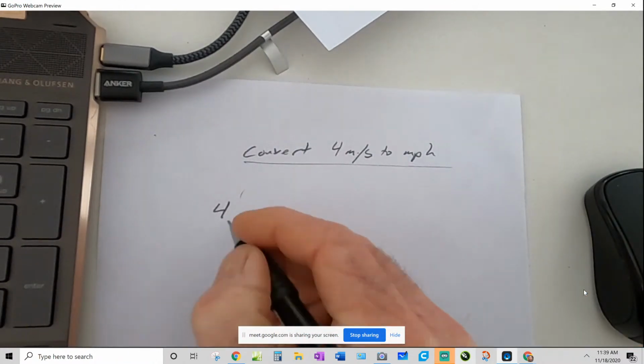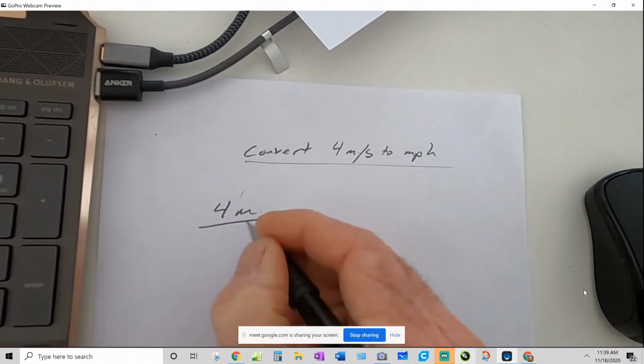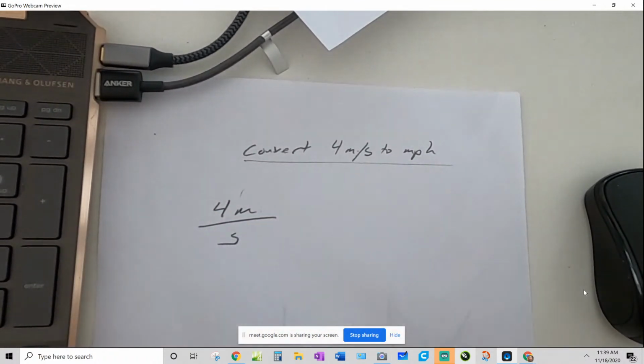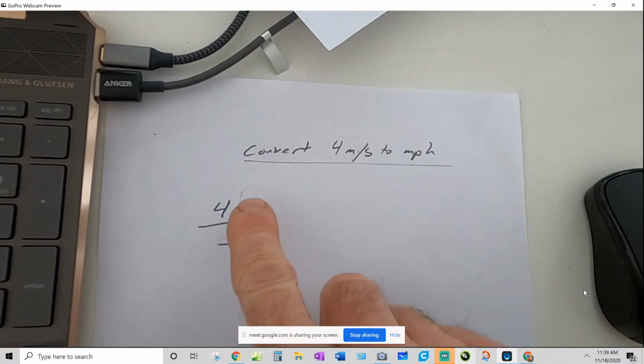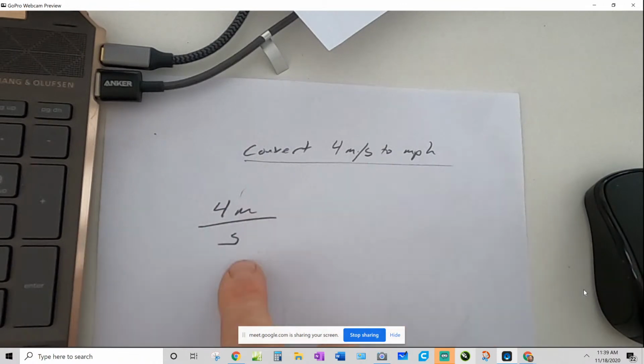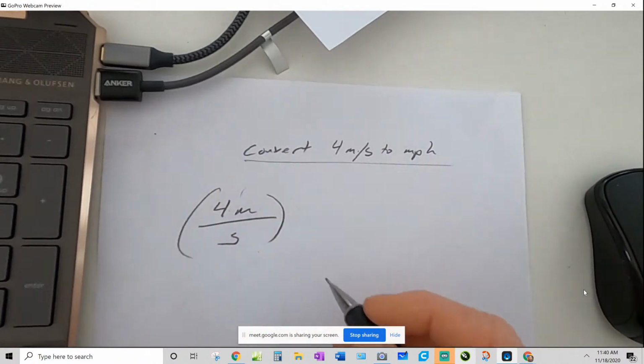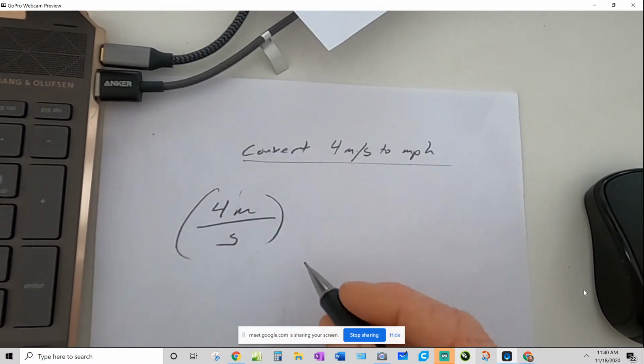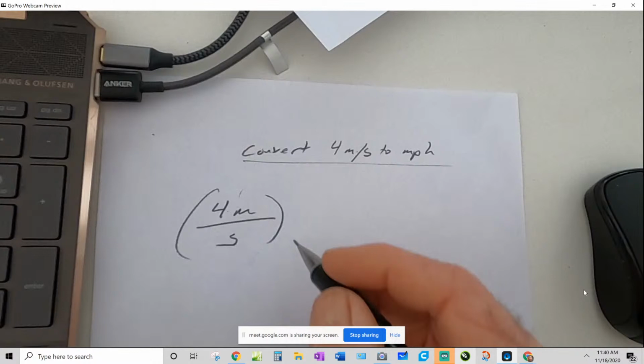So I'm going to write 4 meters per second, except I'm going to write it like this. And I want this to be miles over hours in just a little while. So I need to find a way to get from meters per second to miles per hour. And I do that by multiplying by 1, because you can multiply by 1 and you still get the same number. But I'm going to use different units.